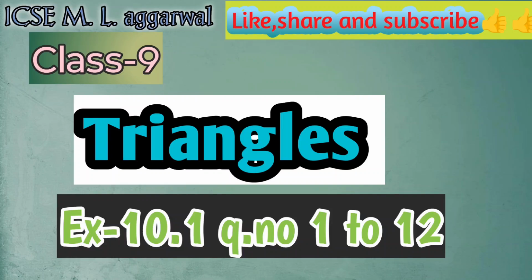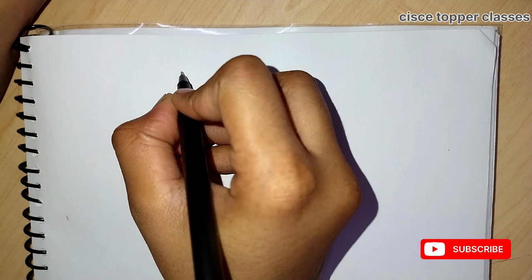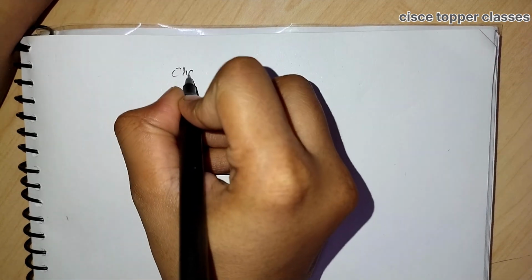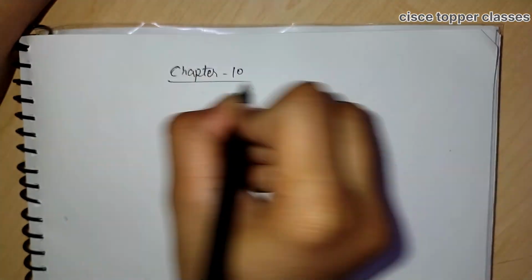Today we are going to discuss chapter 10 Triangles, exercise 10.1, questions number 1 to 12 of M.L. Aggarwal class 9th mathematics. So let us start solving this exercise here in this video. Here we are going to do chapter 10, triangles.